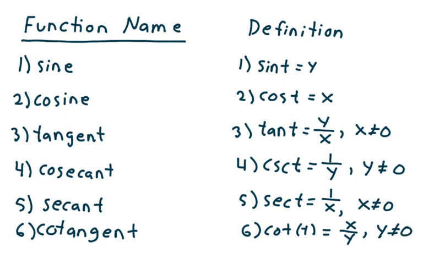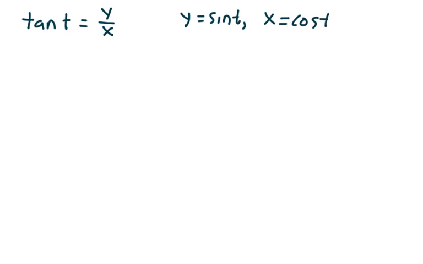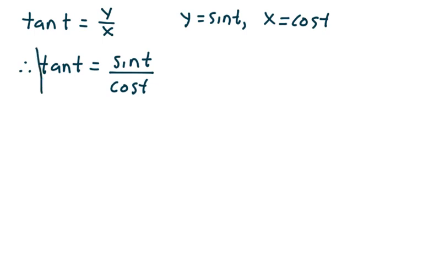Okay, now let's take a look at tangent of t. Now, tangent of t is equal to y over x. But we've already established that y equals sine of t and x equals cosine t. Therefore, I'm going to replace y with sine t and x with cosine t. And I get tangent of t is sine t divided by cosine t. So this is a very useful relationship for us.